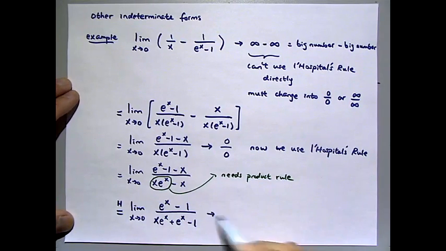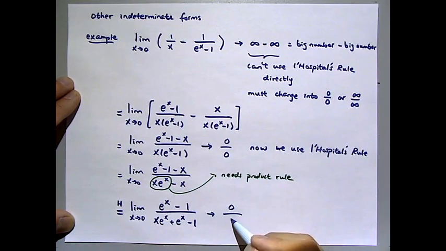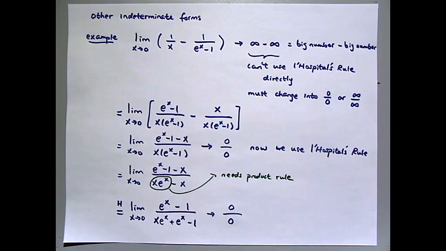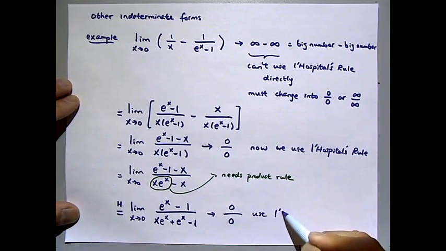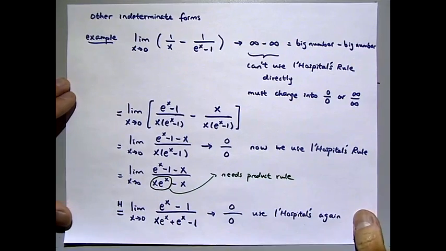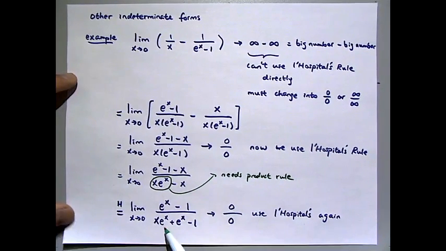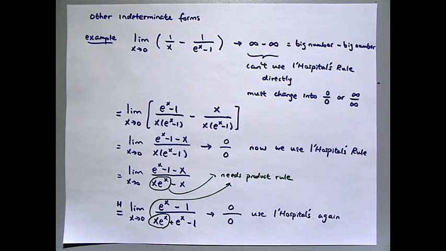And let's see what happens. When x goes to 0, that's a 1. 1 minus 1 is a 0. Downstairs is 0 plus 1 minus 1. That's a 0 over 0. So we use L'Hopital's rule one more time. And once again, this part right here also is the same thing, right? So when you differentiate the second time, that is another product rule going on.